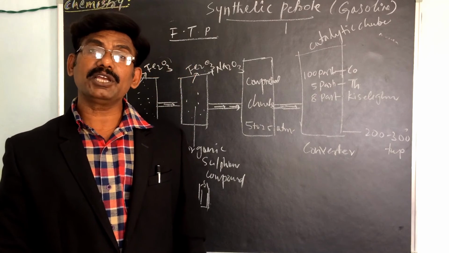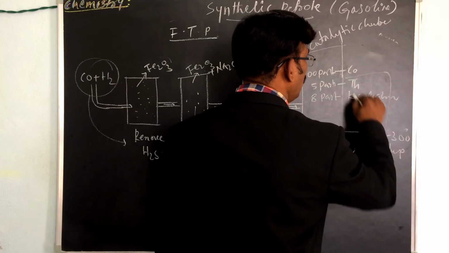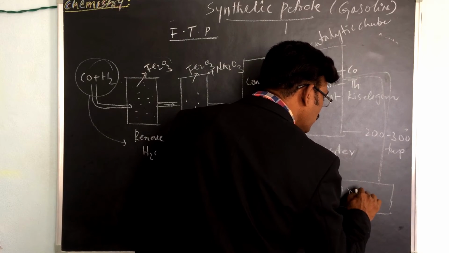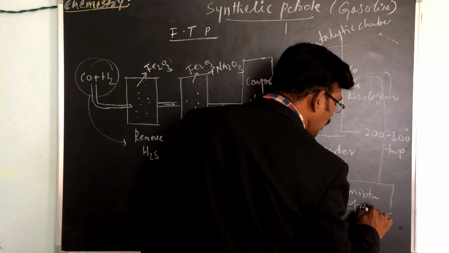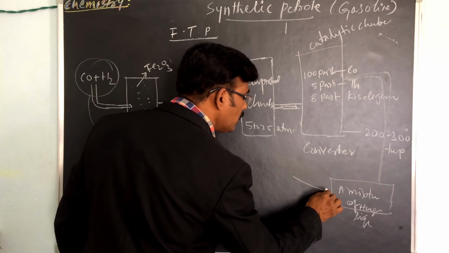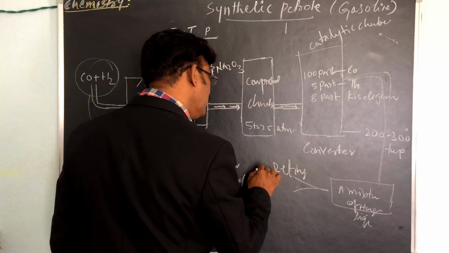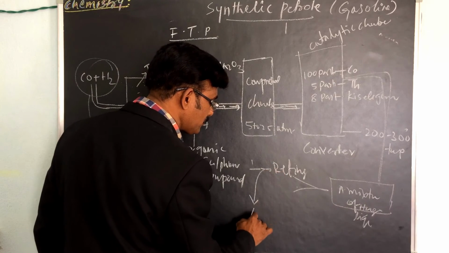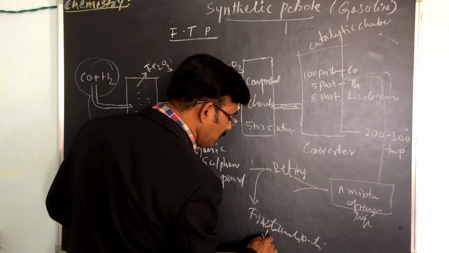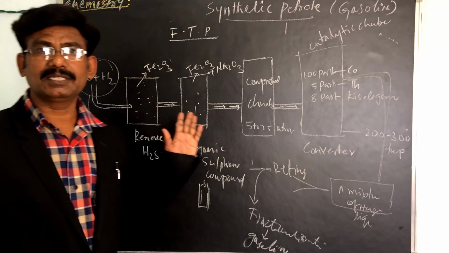So now a mixture of saturated and unsaturated hydrocarbons. From here we can get the hydrocarbons, a mixture of hydrocarbon liquid. From here we can say refining, then fractional distillation. We can get the gasoline. So this is the big process.